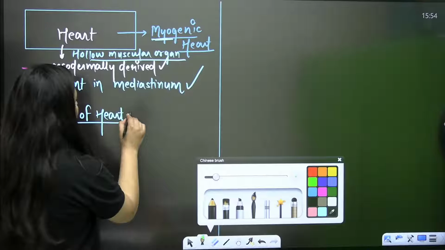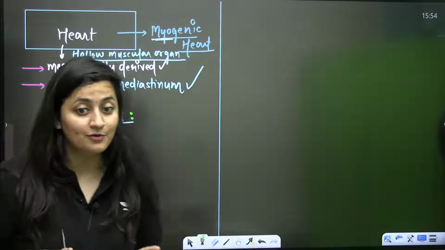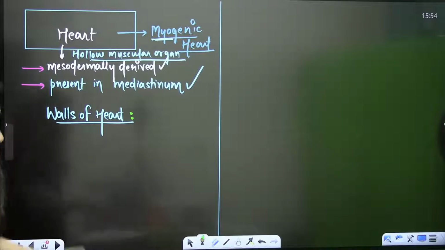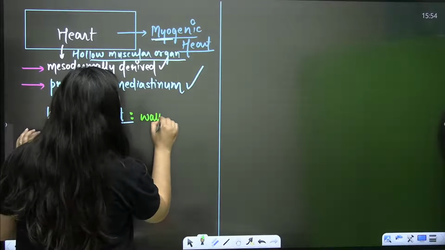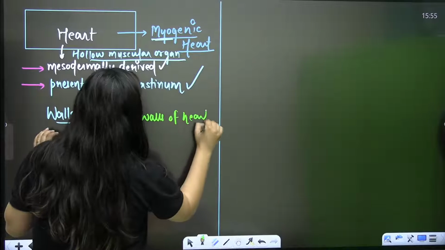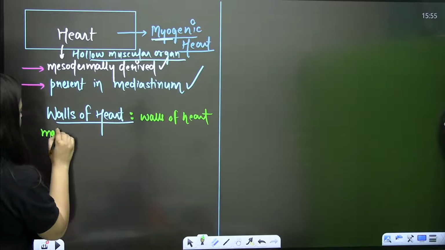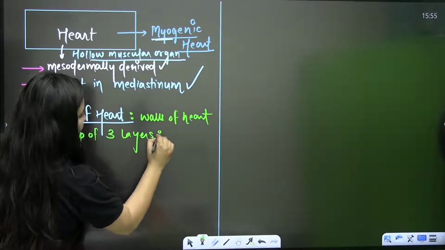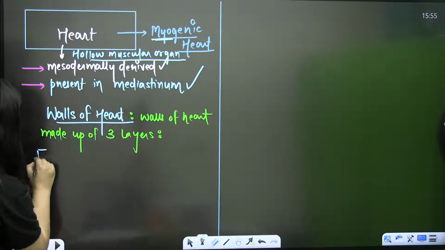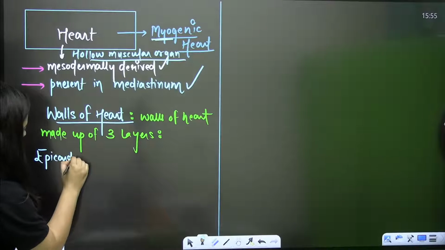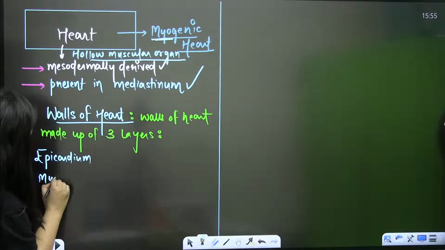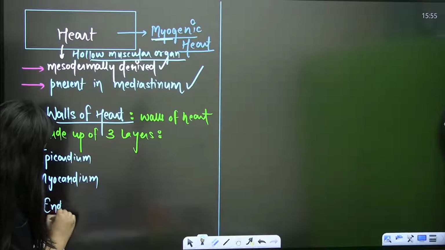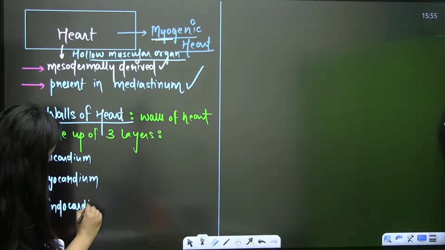So when you talk about the walls of the heart, right now I am not talking about muscles. I am simply telling you about the walls of the heart. So walls of the heart are made up of 3 layers. How many layers are there? Walls of heart are made up of 3 layers. Do you know that? Yes, it is epicardium, the outermost layer. It is myocardium, and it is endocardium. Do not get confused here, right?